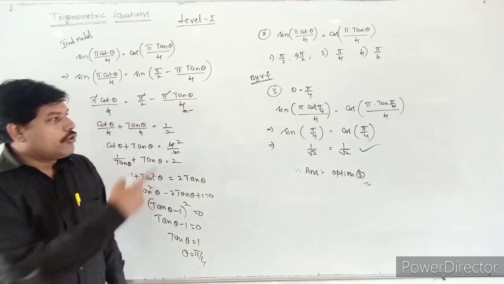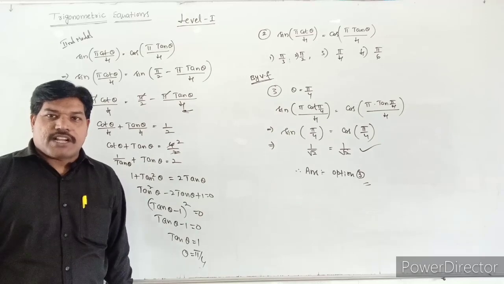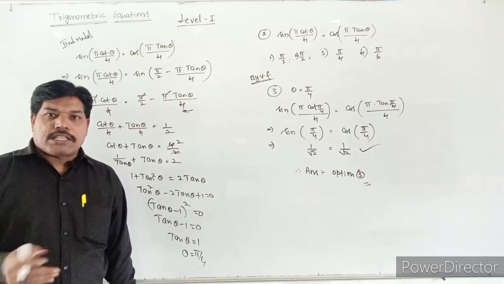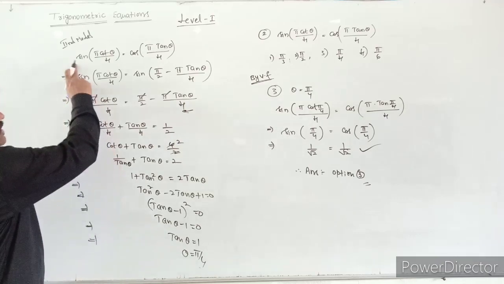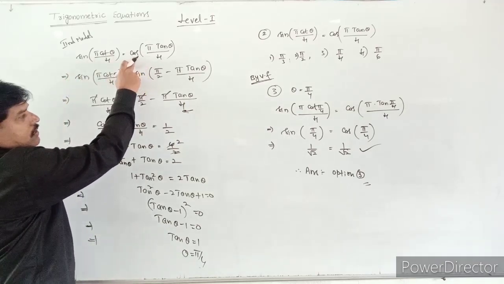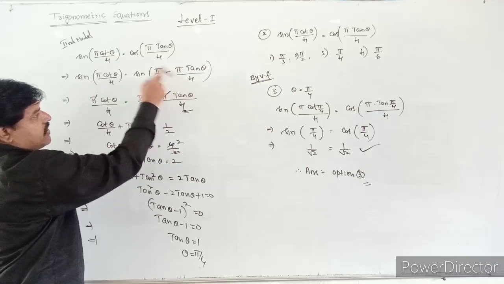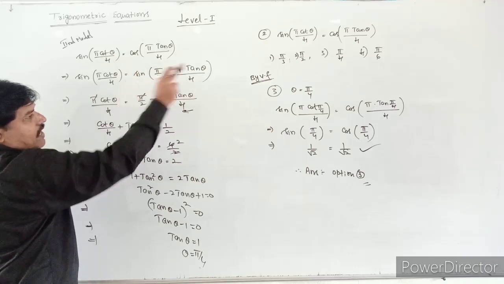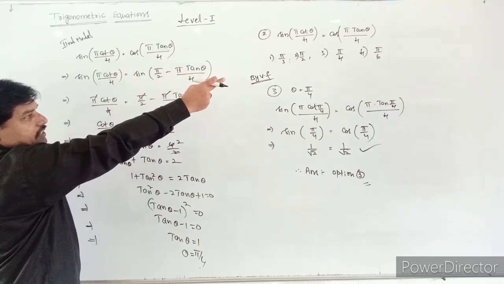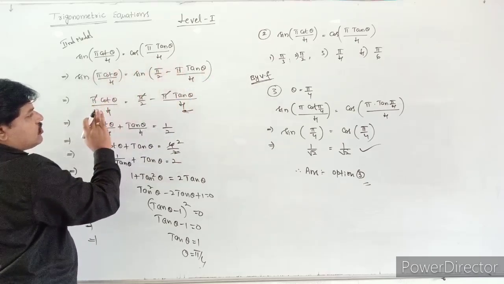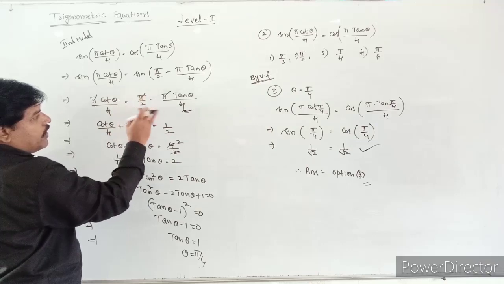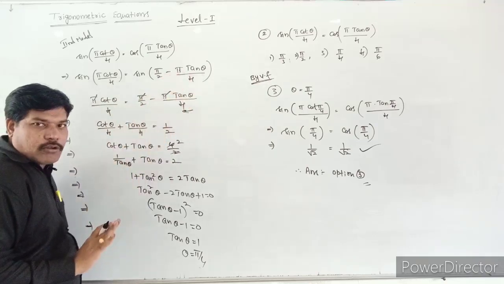Are you understanding that? So you can verify the option like that. It will save the time if you know the process. Otherwise, do this one. What am I taking first? Sin theta is equal to cos theta. Change the cos theta in terms of sin. Sin of 90 minus theta is the cos theta. So they are asking the principal solution. There is no need to write the general solution. So that's why I am taking the values directly. So pi cot theta by 4 is equal to pi by 2 minus pi tan theta by 4.